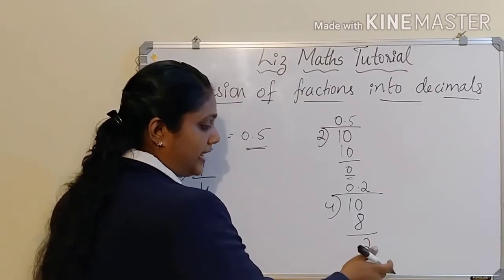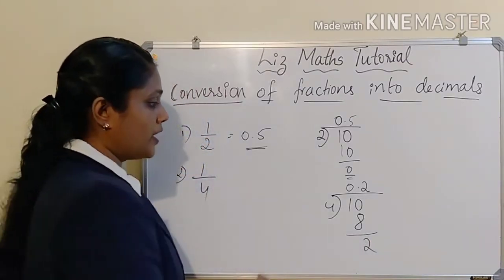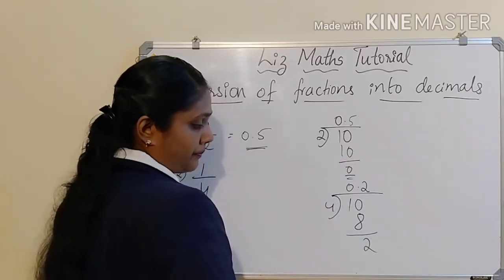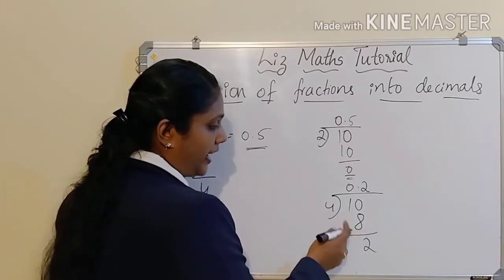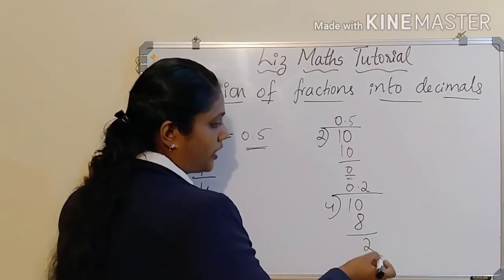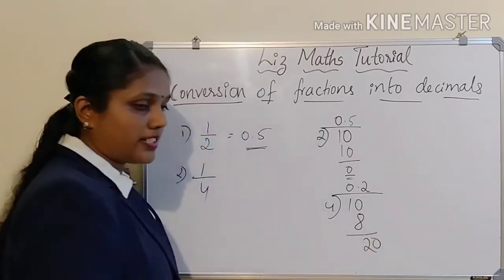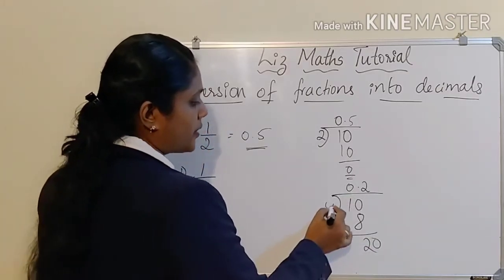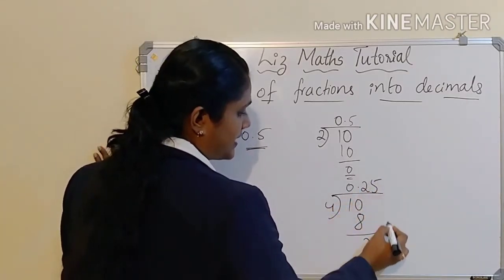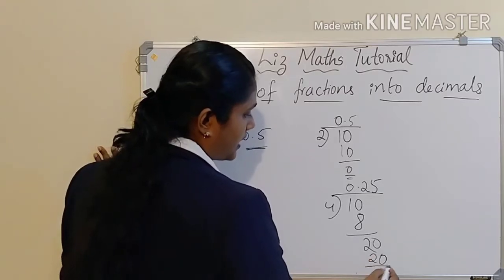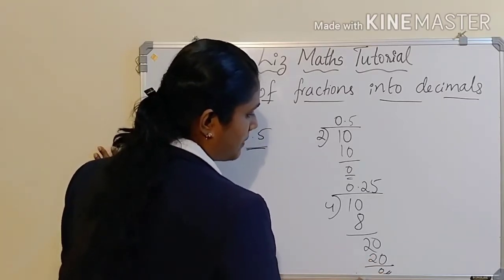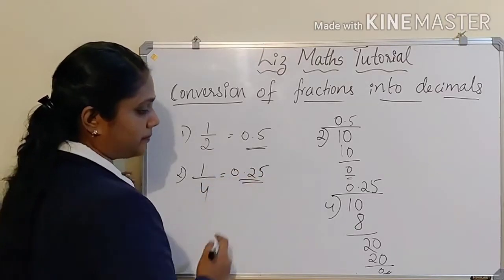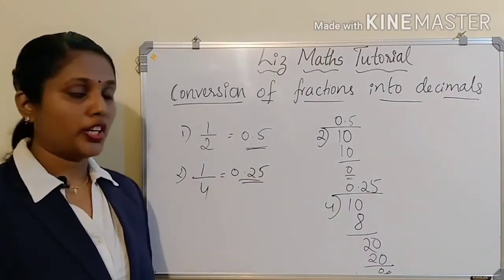So you have to make the remainder 0. So again you have to go with 4, how much? 2. You cannot divide the 2, because 2 is a smaller number. So you can take a 0 here because you have already put the point. So you can take 0 there. So 4, how much? 4 5s are 20. So 0 is the remainder. So what is the answer? 0.25. So hope you understood.